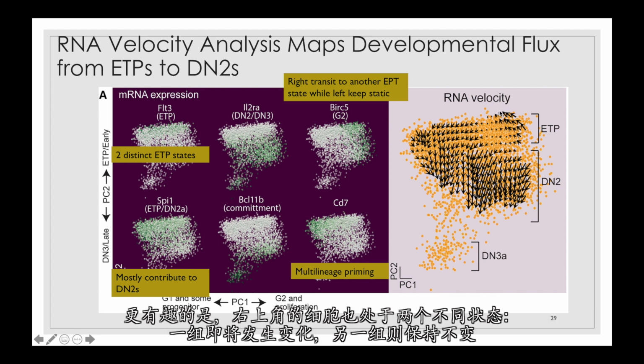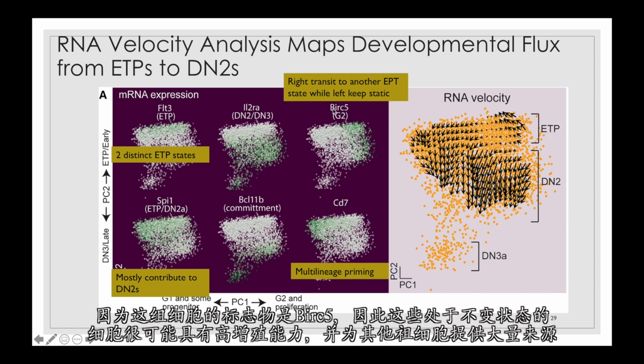And it's very interesting that this population also has two statuses. One is going to change, and the other one maintains a static status. This population is labeled by BIRC5. So it's highly possible that this group of cells that remain static may have a high capacity for proliferation and contribute a lot to other progenitor cells.